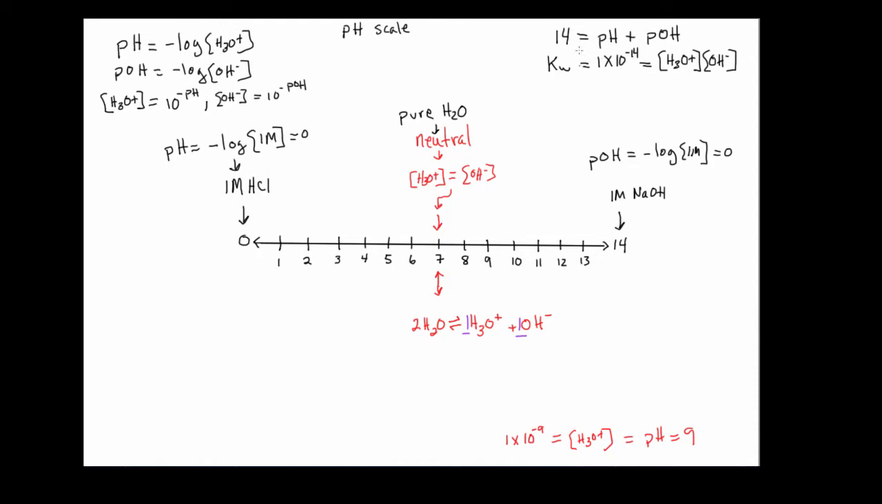Well, remember that 14 is equal to pH plus pOH, which in this case is 0. So solving then, the pH at this end of the scale is equal to 14, and that's where this value comes from. All right, so it's important for you to realize that the pH is 14 here, the pOH is 0.